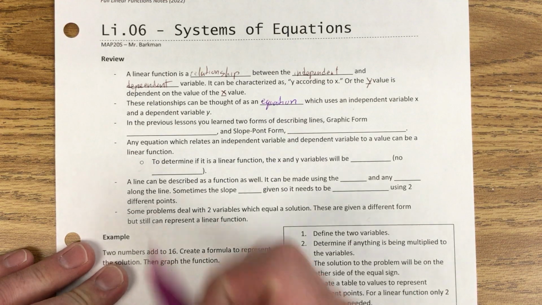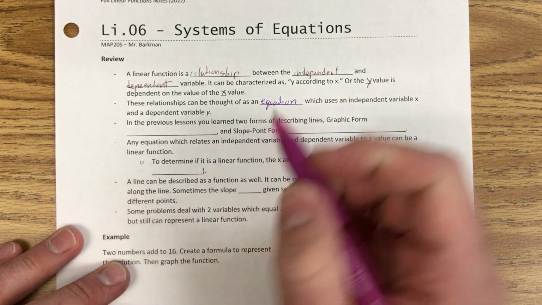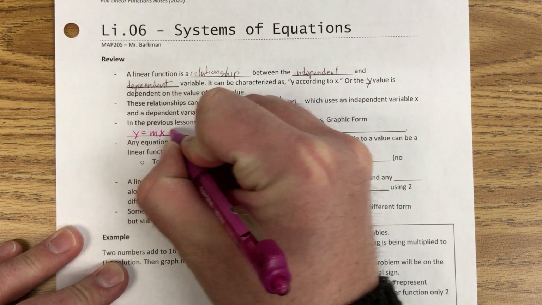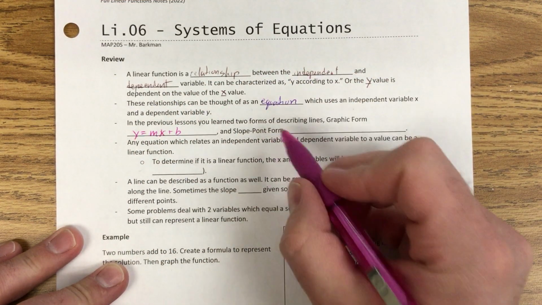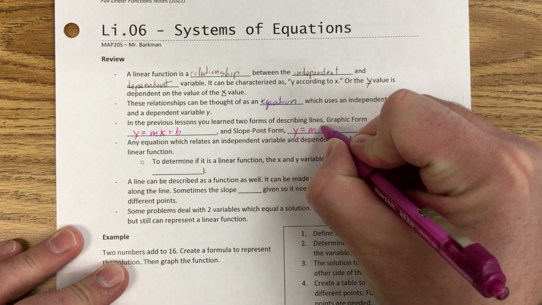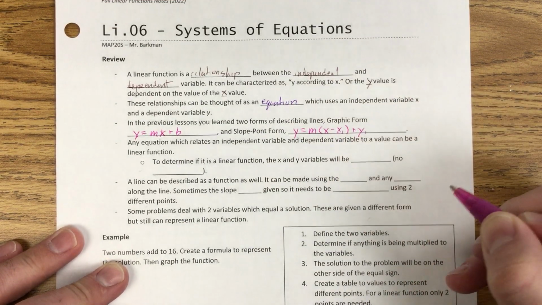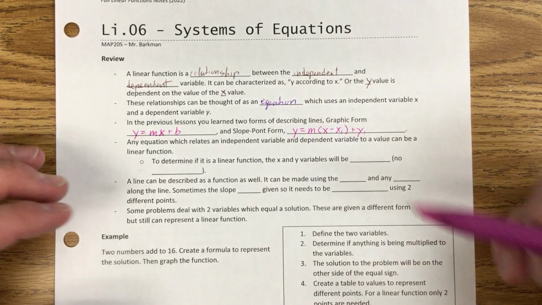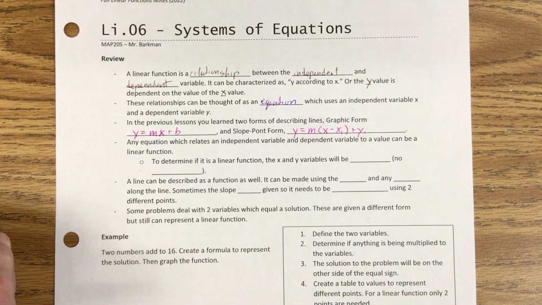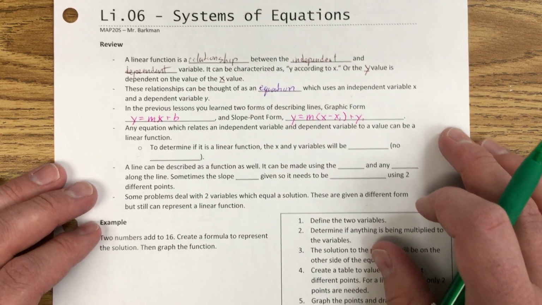That's something completely different, but we can think of it as the two are related to each other and dependent on each other. Now, in the previous lessons, you've learned two different forms of describing lines. We've learned slope-intercept form, which is y equals mx plus b. We've also learned slope-point form, which is y equals m times (x minus x1) plus y1. We've also looked at how you can use two numbers to give you a value, and today maybe we'll even take a look at how we compare two values as well.